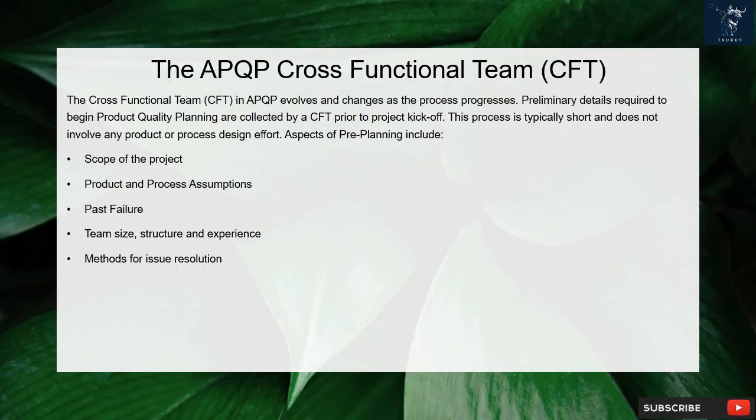The APQP Cross-Functional Team (CFT). The cross-functional team (CFT) in a PQP evolves and changes as the process progresses. Preliminary details required to begin product quality planning are collected by a CFT prior to project kickoff. This process is typically short and does not involve any product or process design effort. Aspects of pre-planning include scope of the project, product and process assumptions, past failure, team size, structure and experience, methods for issue resolution, space and resources required, timing of the project.